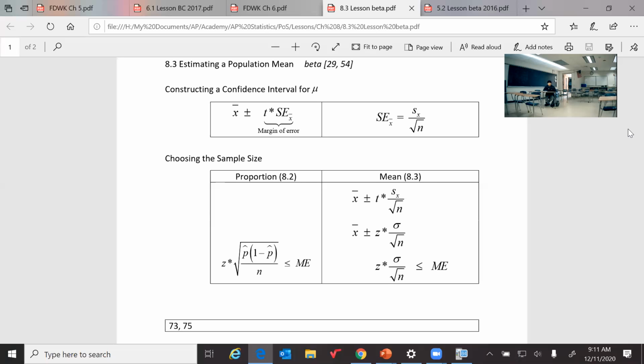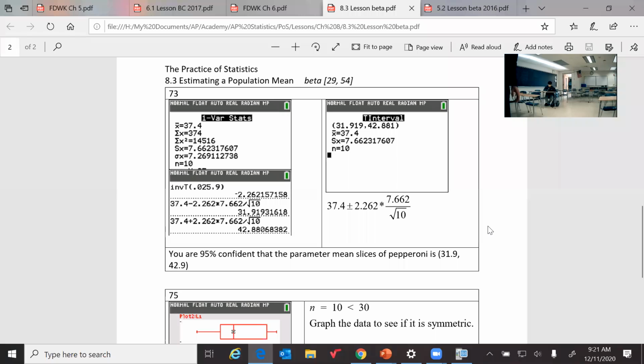So we're going to pause this and ask you to go to questions 73 and 75. Okay, so for 73, the right side of the screen is using the T interval from stat test. The left side is doing the work. Ready? Here's the critical value. 2.5% in the tail, 9 degrees of freedom. The sample size is 10. You get 2.262.